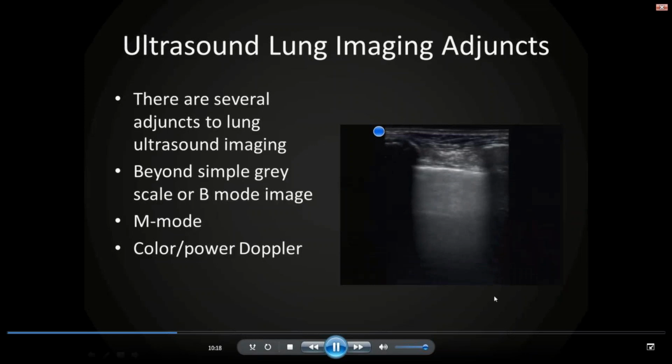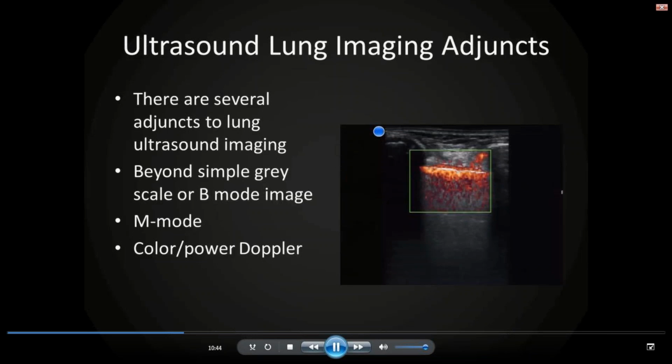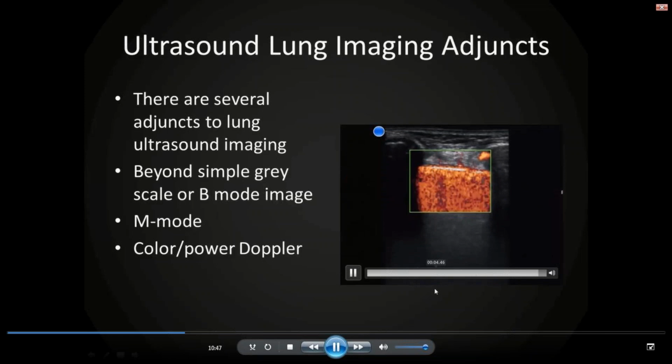There's another adjunct we can use, and that's color or power Doppler. The computer thinks that it is seeing blood flowing back and forth here, or even just in one direction, and it tends to display it. Power Doppler on many machines is a better option, and you can see here, this is called the power slide sign. It's great for documenting with a single still image, and also can sometimes enhance your ability to discern that there is actual movement there.